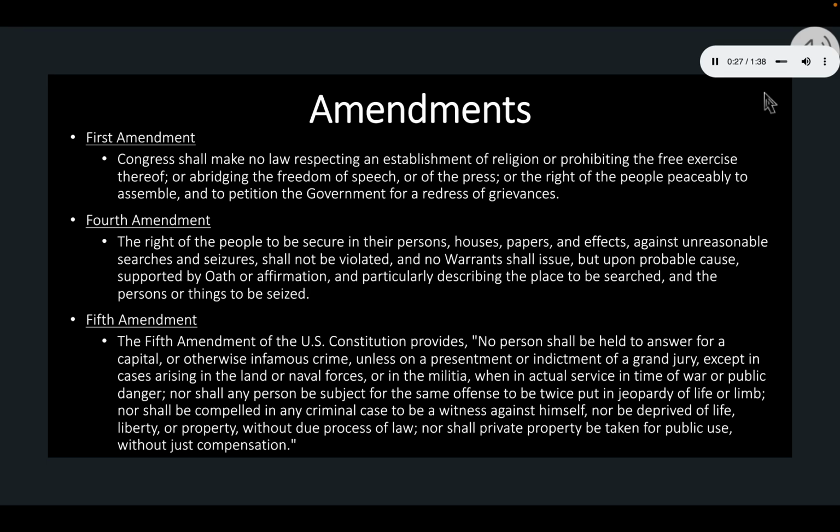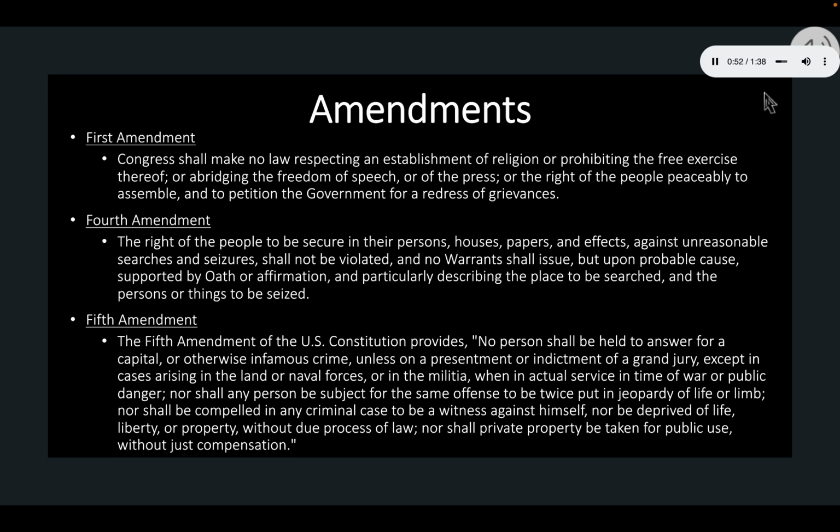Fourth Amendment. The right of the people to be secure in their persons, houses, papers, and effects against unreasonable searches and seizures shall not be violated, and no warrants shall issue but upon probable cause, supported by oath or affirmation, and particularly describing the place to be searched and the persons or things to be seized.